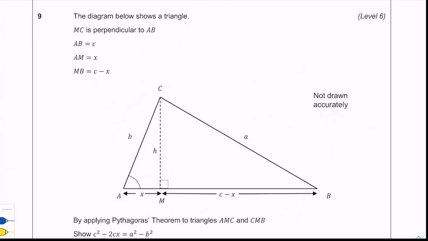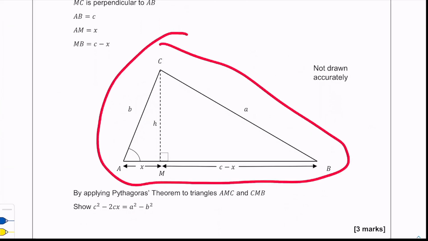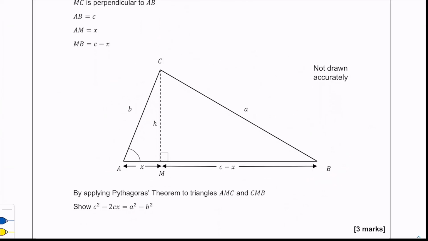Well, the question itself says, show that c squared take away 2cx is equal to a squared minus b squared. Now you might be thinking, how on earth am I going to show this? Well, usually with questions like this, you just need to try some things out. The clue is by applying Pythagoras' theorem. So we know that we need to do this at some point, and hopefully we end up with something similar to this.